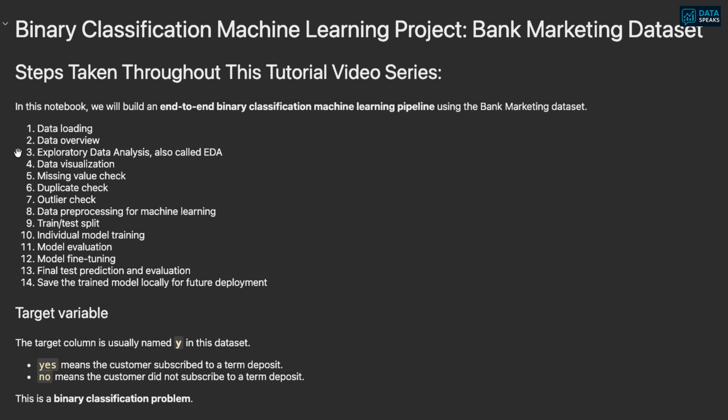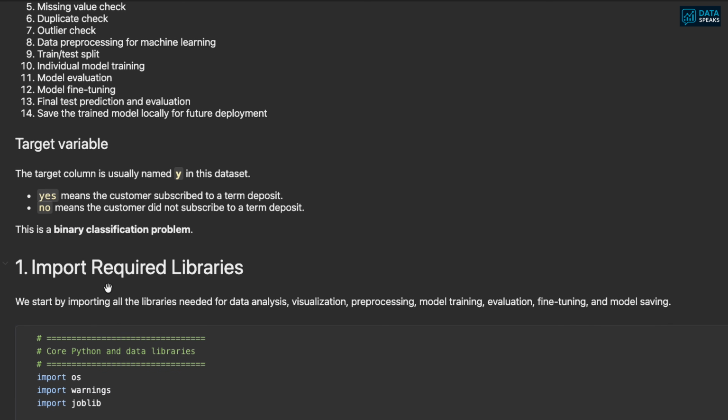Here are the steps that we are going to take in this entire multi-video tutorial. Our target is: yes means the customer subscribed to the term deposit, and no means the customer did not subscribe to the term deposit. This is the binary classification problem. Without any further delay, let's dive straight into the technical part.